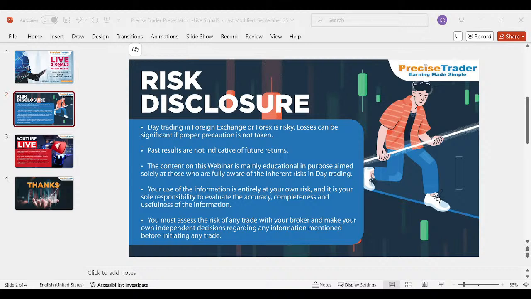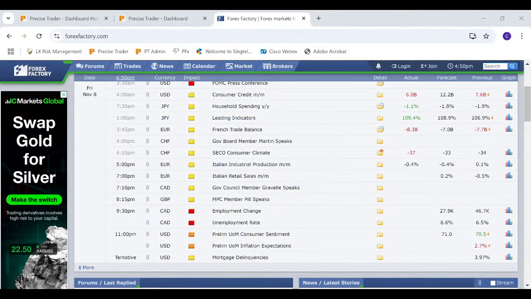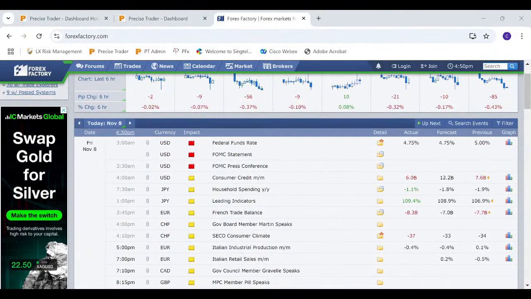Do take note of the risk disclosure. Day trading in foreign exchange is risky. Past results are not indicative of future results. The content in this webinar is mainly for educational purposes. Use this information entirely at your own risk, and you must assess the risk of your trade before you put in your trades. So with that, I think we move forward to the live trades.